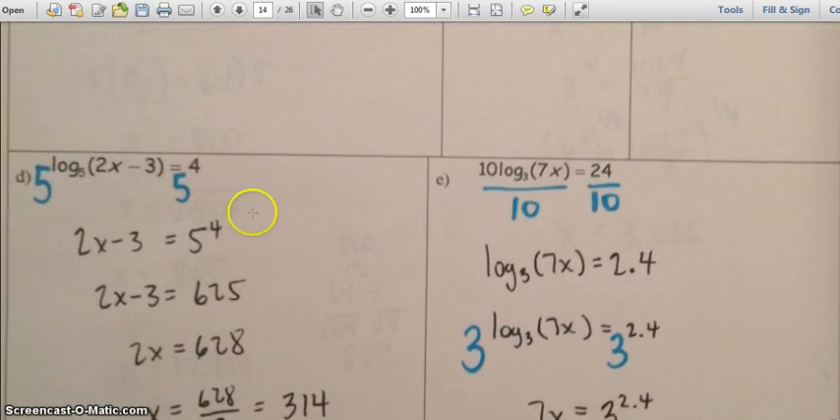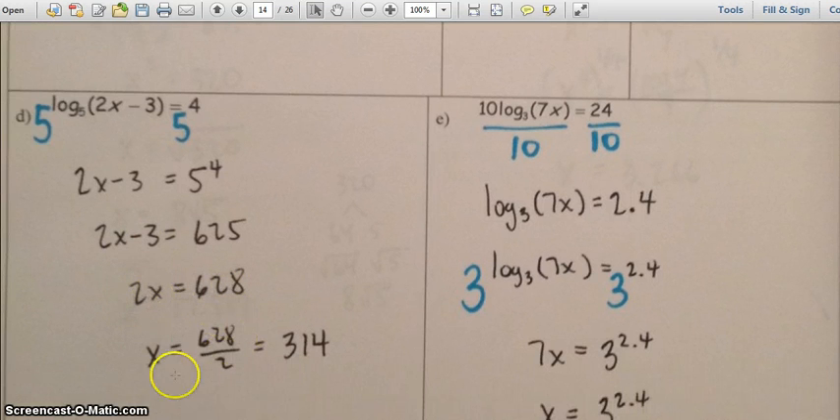For letter D, I have log on one side and a number on the other side. To get rid of the log, I big base both sides. In this case, because the base is 5, I'm going to big 5 both sides. When I big 5 both sides, this part cancels, leaving me with just 2x minus 3 equals 5 raised to the 4th. I have that written here. 5 to the 4th is 625. 2x minus 3 equals 625. I add 3 on both sides to get rid of the minus 3. That gives me 2x equals 628. And then from there, I would divide by 2. So I get my answer is 314.